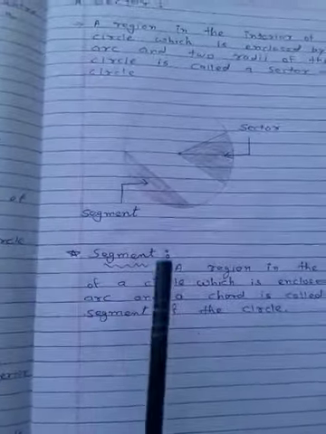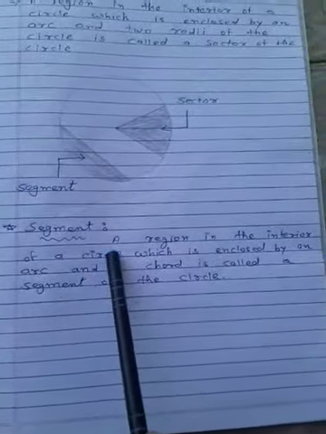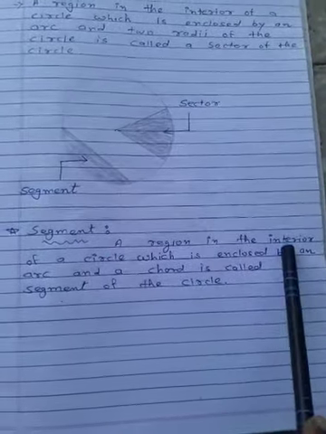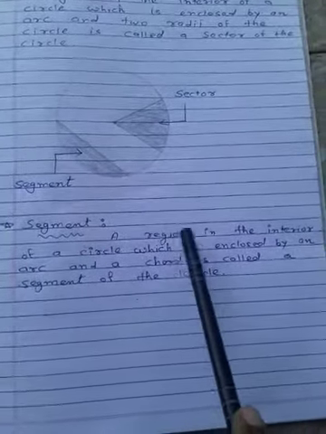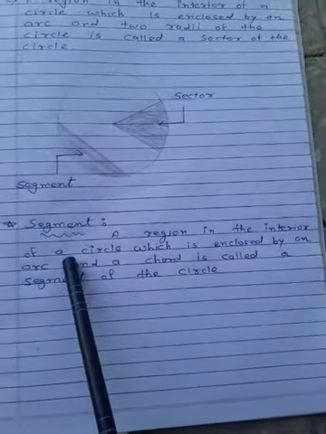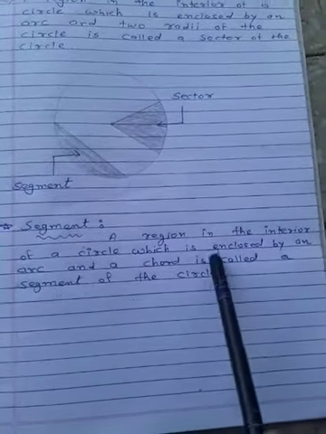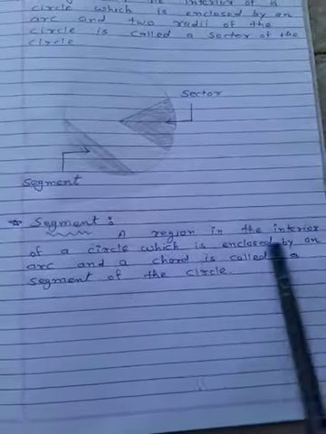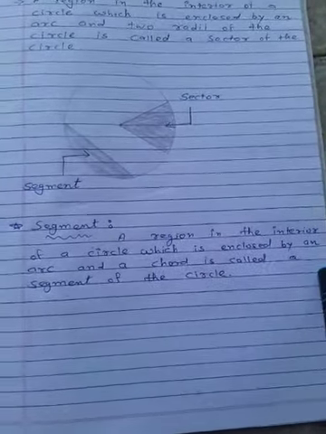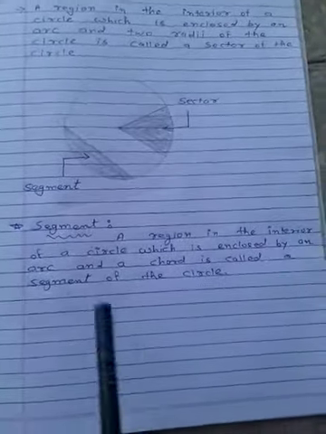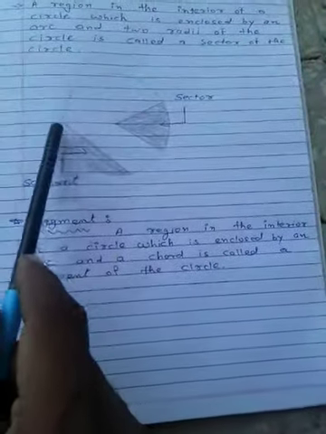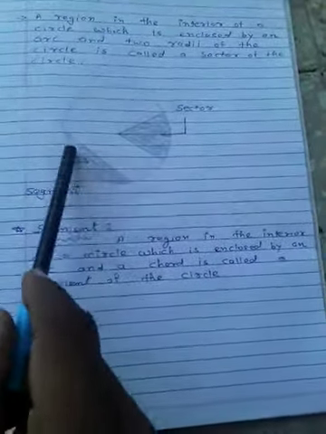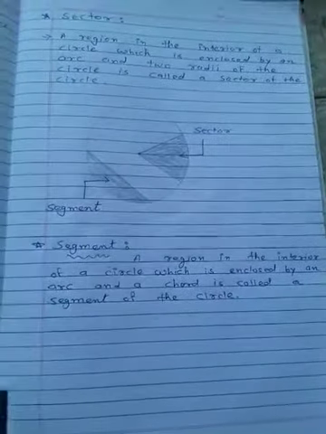Now next point, segment. What is a segment? A region in the interior of the circle which is enclosed by an arc and a chord is called a segment of the circle. See here, arc and chord. So we can say this is a segment.